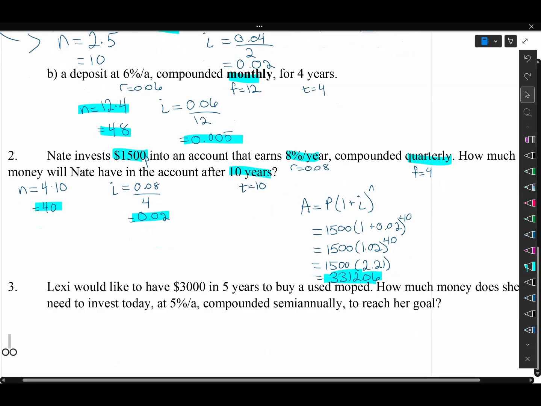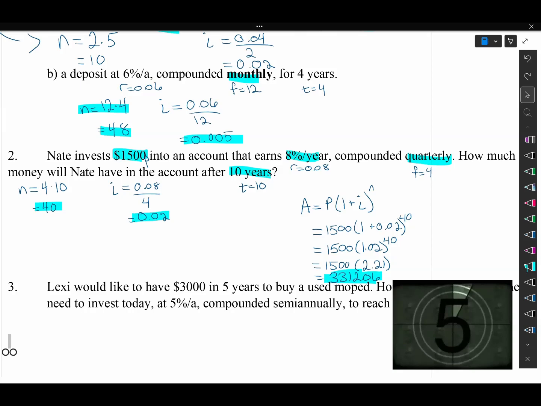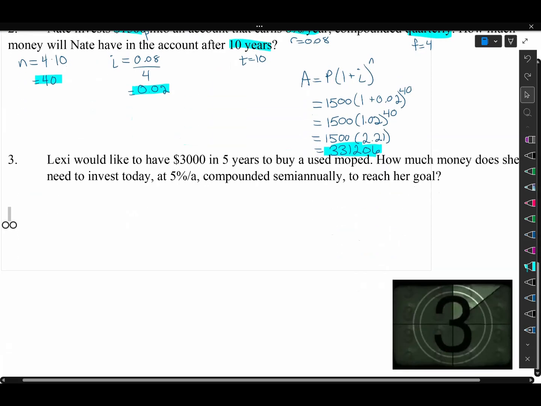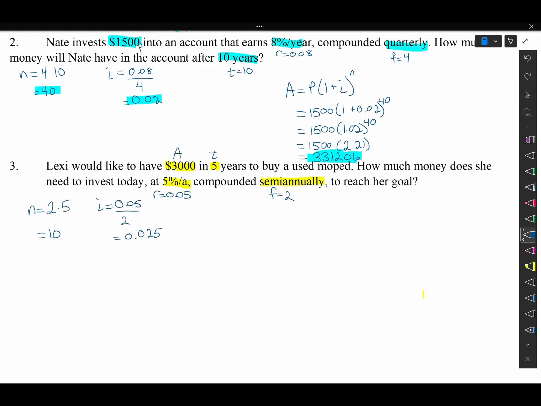Now, I encourage you, try out this next one on your own. Pause the video, get all of the values, figure out what you're working with, and then unpause the video just to see the setup. Then we'll practice going through and performing our calculations again. Go for it.